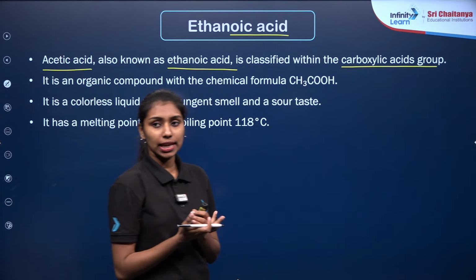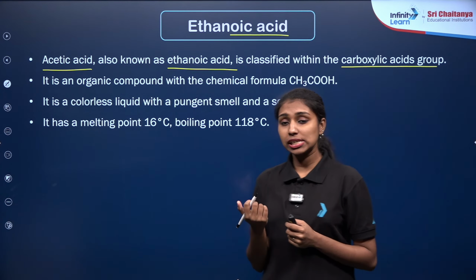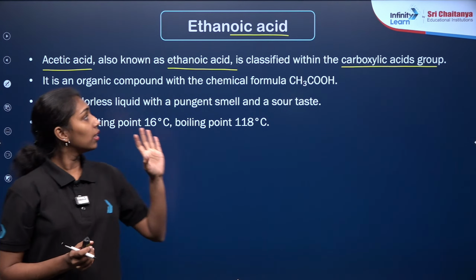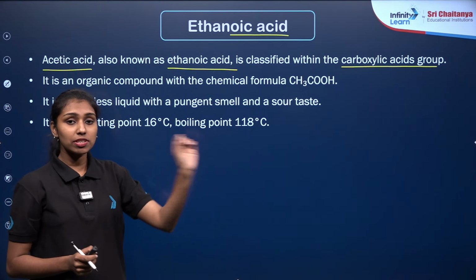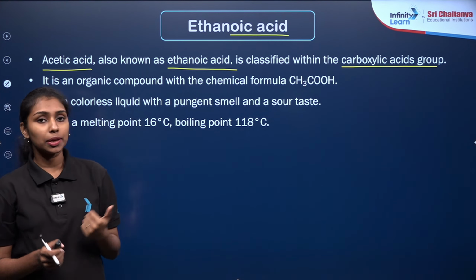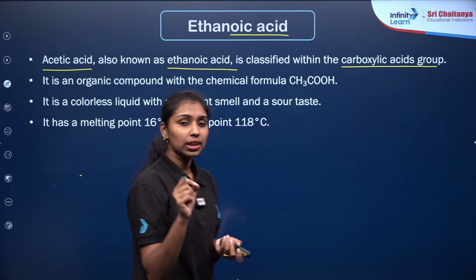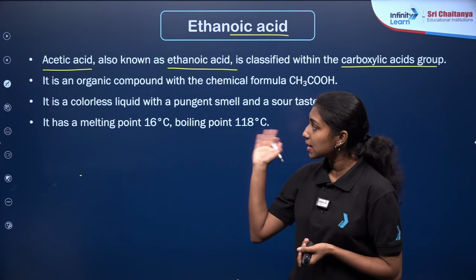So the acetic acid which we are using in our kitchen is vinegar, right? Vinegar is a common name of acetic acid or ethanoic acid, which means containing 2 carbon atoms, right? Eth stands for the 2 carbon atoms. So this is the ethanoic acid.